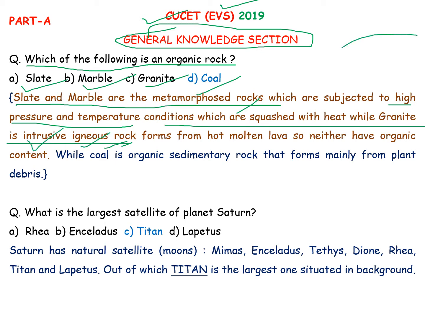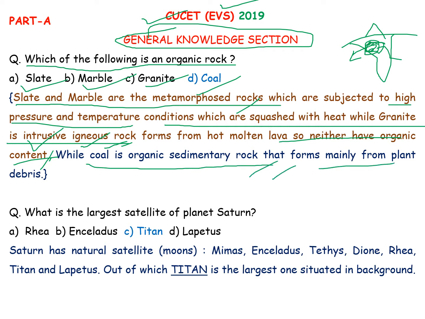There is the earth, and below the earth there are some igneous rocks that form here, not on the surface of the earth. Those igneous rocks which are formed inside the surface of the earth are the igneous intrusive rocks. But they don't contain any organic content because they don't have any fossilized content in them. While coal is an organosedimentary rock that comes mainly from plant debris. So the answer will be coal.